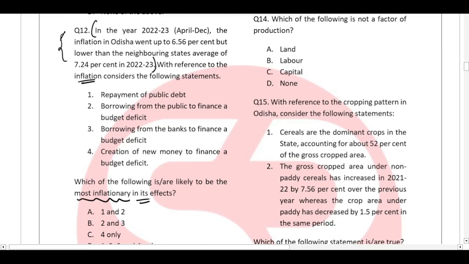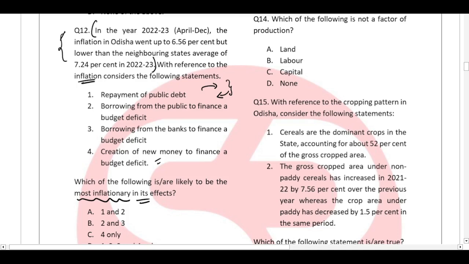So repayment of public debt. Now look at it from this point of each of the statements. If the government repays the public debt, what will happen? The money supply which was earlier there from the people, the government had taken it. Now the government is repaying the public debt to the people. So is there any increase in the money supply as such, which was there earlier? It got sucked out. So the money supply is increasing, but there is no additional creation of money supply as such, as it is going to happen if we are creating new money. So this doesn't cause the most inflation. It can cause some inflation.